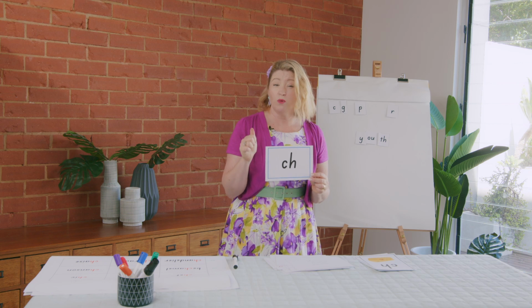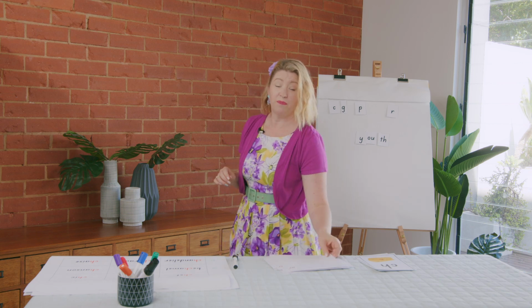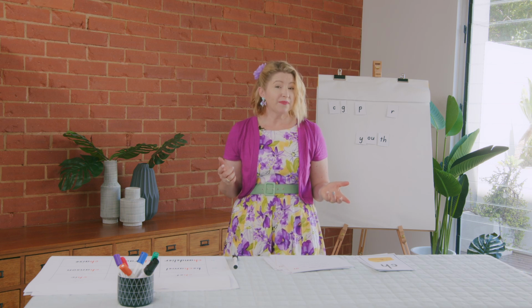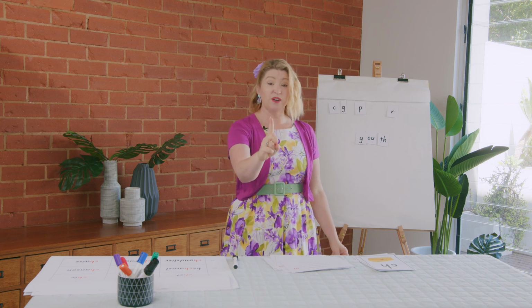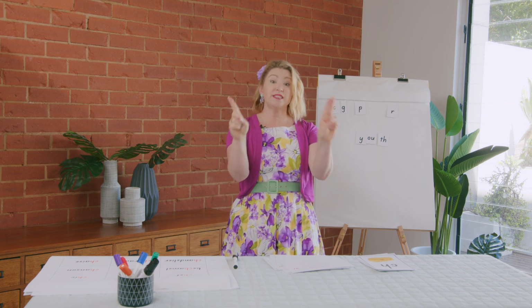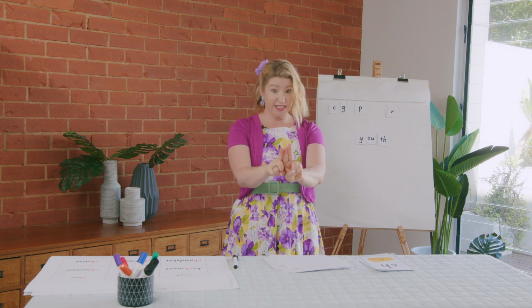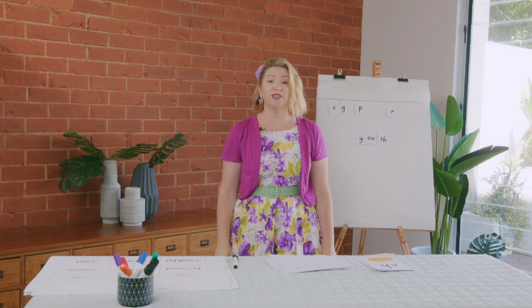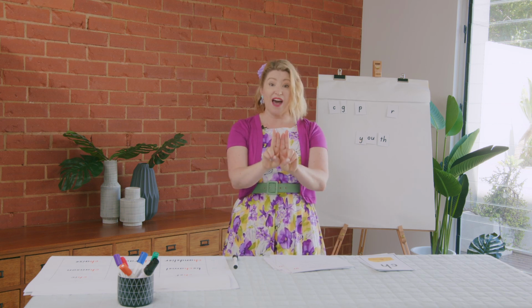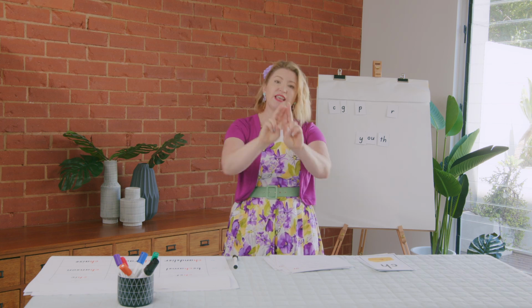Are you ready? We'll start with our definitions as well. A phoneme. Can you remember a phoneme? A phoneme is a single sound in a word. A grapheme is a letter or a group of letters that represent a phoneme. A digraph is two letters that make one sound. Trigraph is three letters that make one sound. Sometimes we might have a quadgraph. A quadgraph is four letters that make one sound.